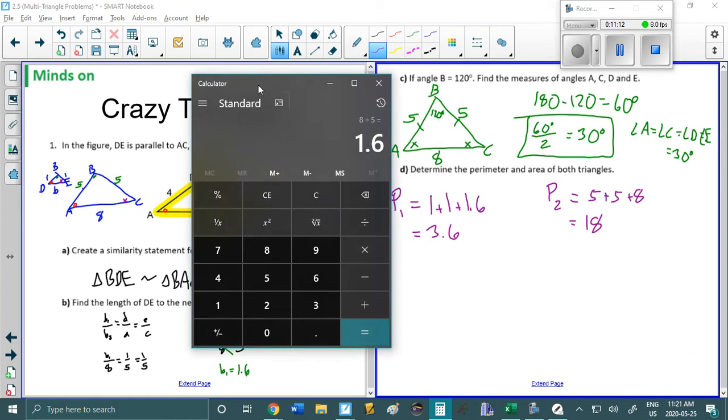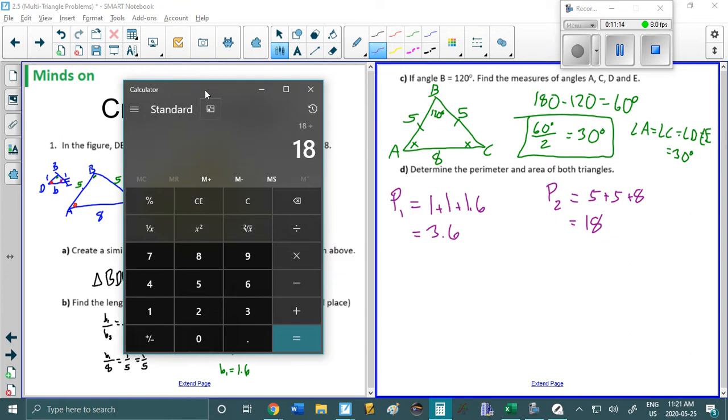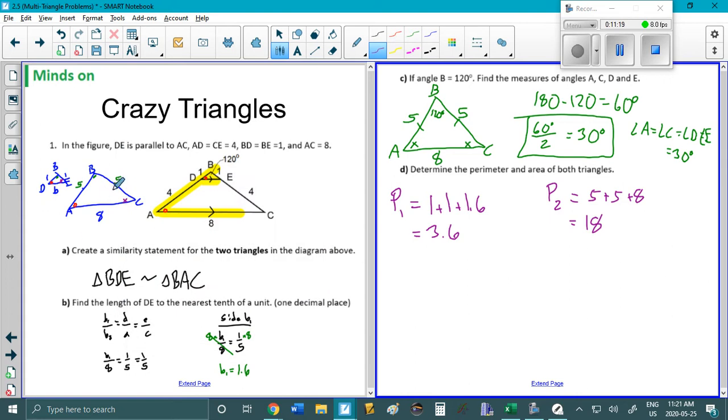And let's check the ratio of those. 18 divided by 3.6 is 5. So the perimeter of this one is 5 times that one, which makes sense. The perimeter of the big guy is 5 times the little guy, and that makes sense because each side is 5 times bigger.